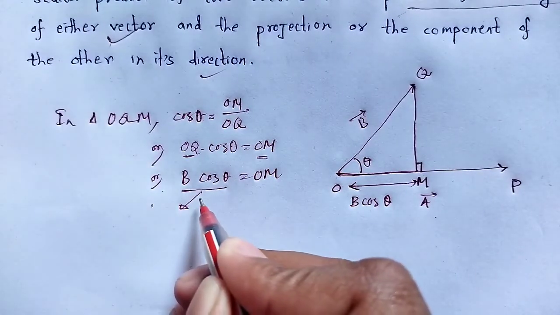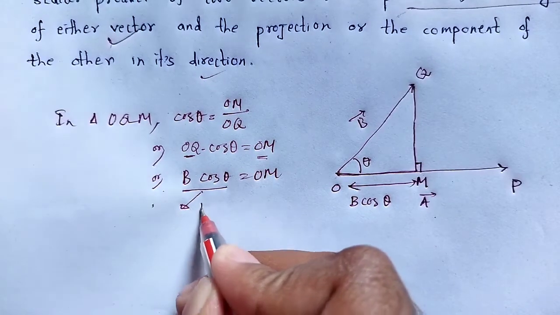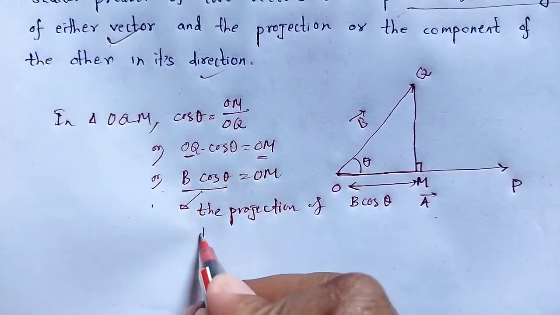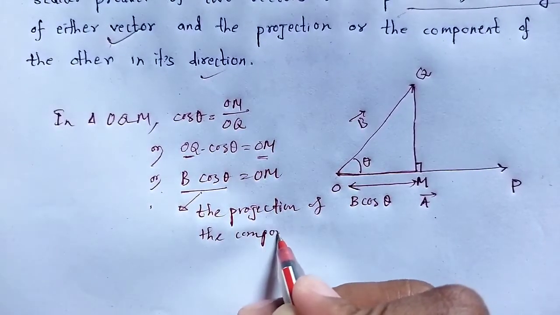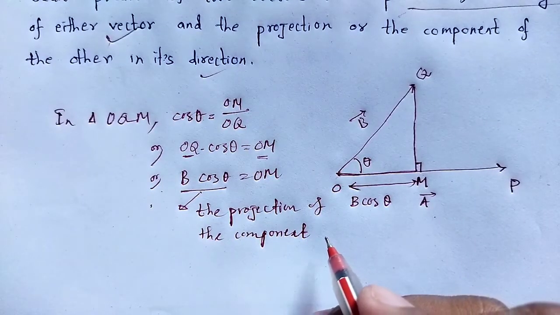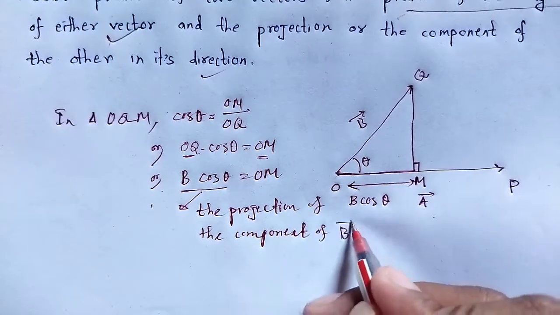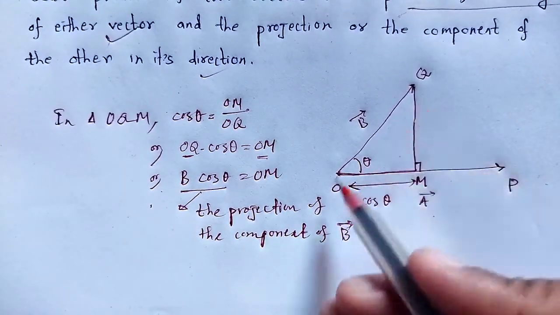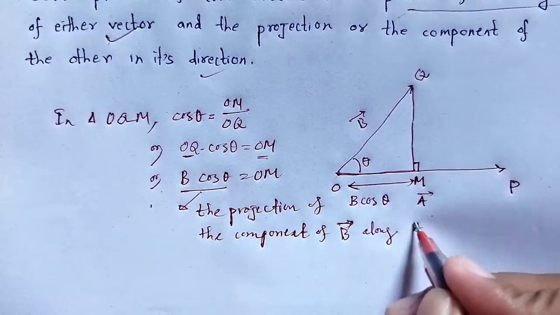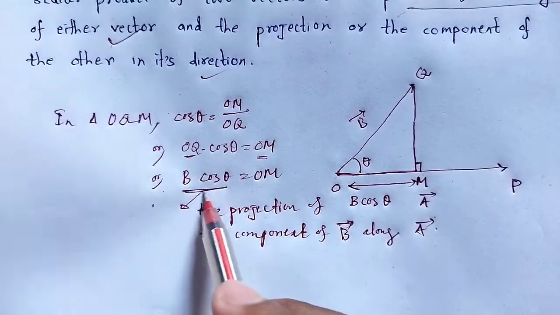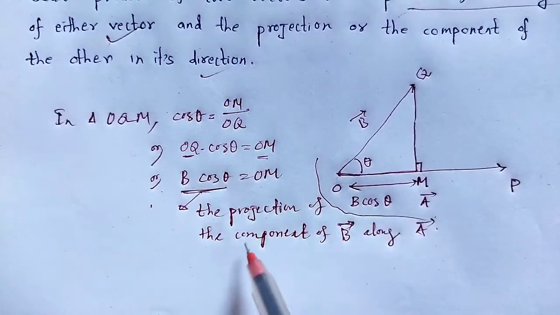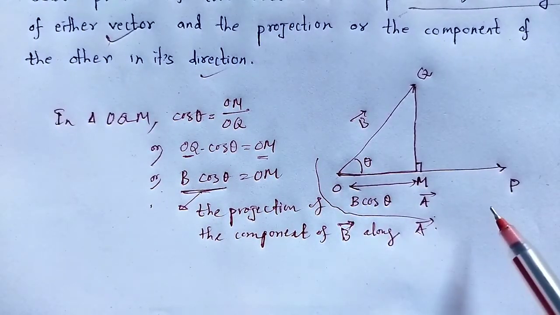What is B cos theta? It is the projection of the component of B vector. Of which vector's projection? The projection of the component of B vector along A vector. B cos theta is nothing but the projection of the component of B vector along A vector.